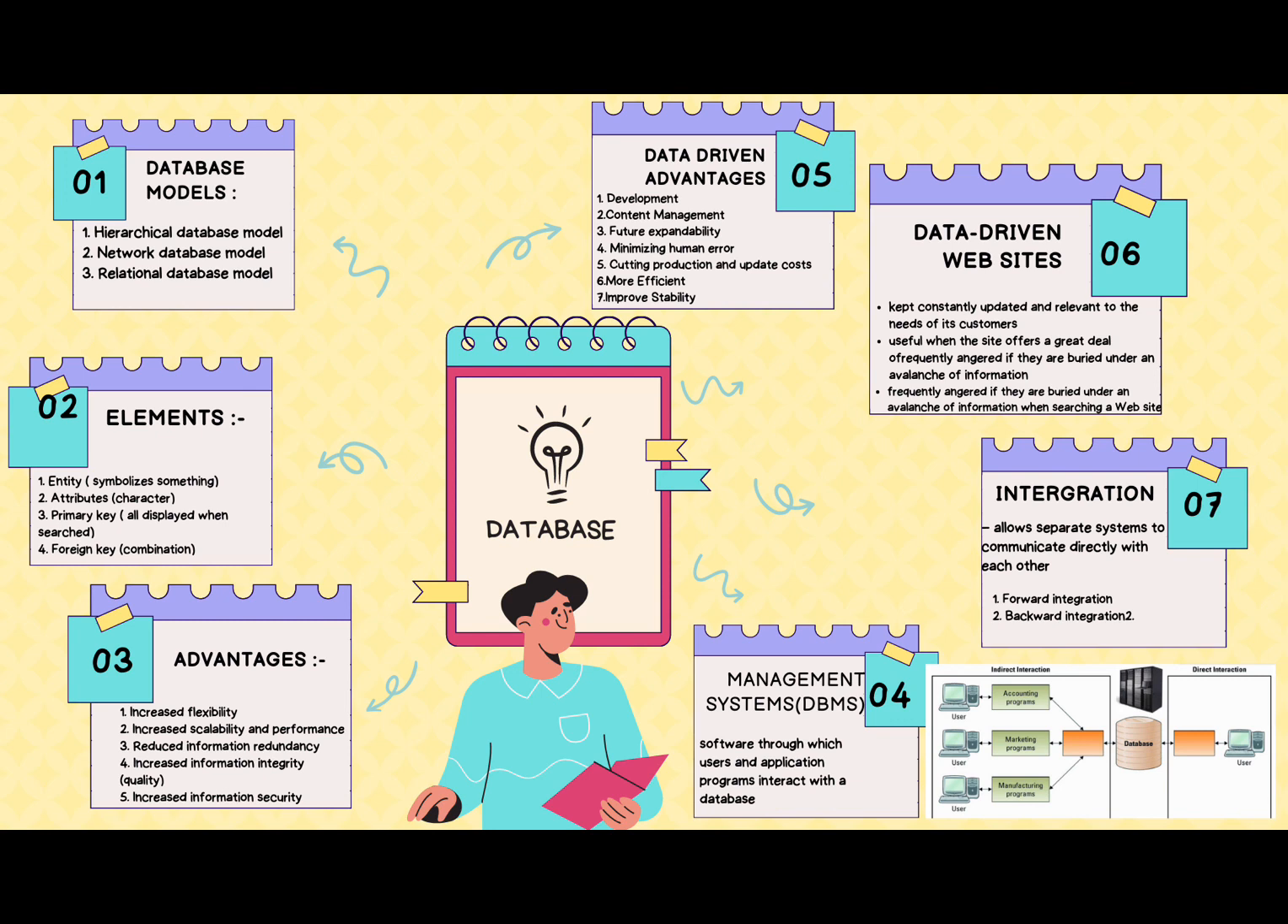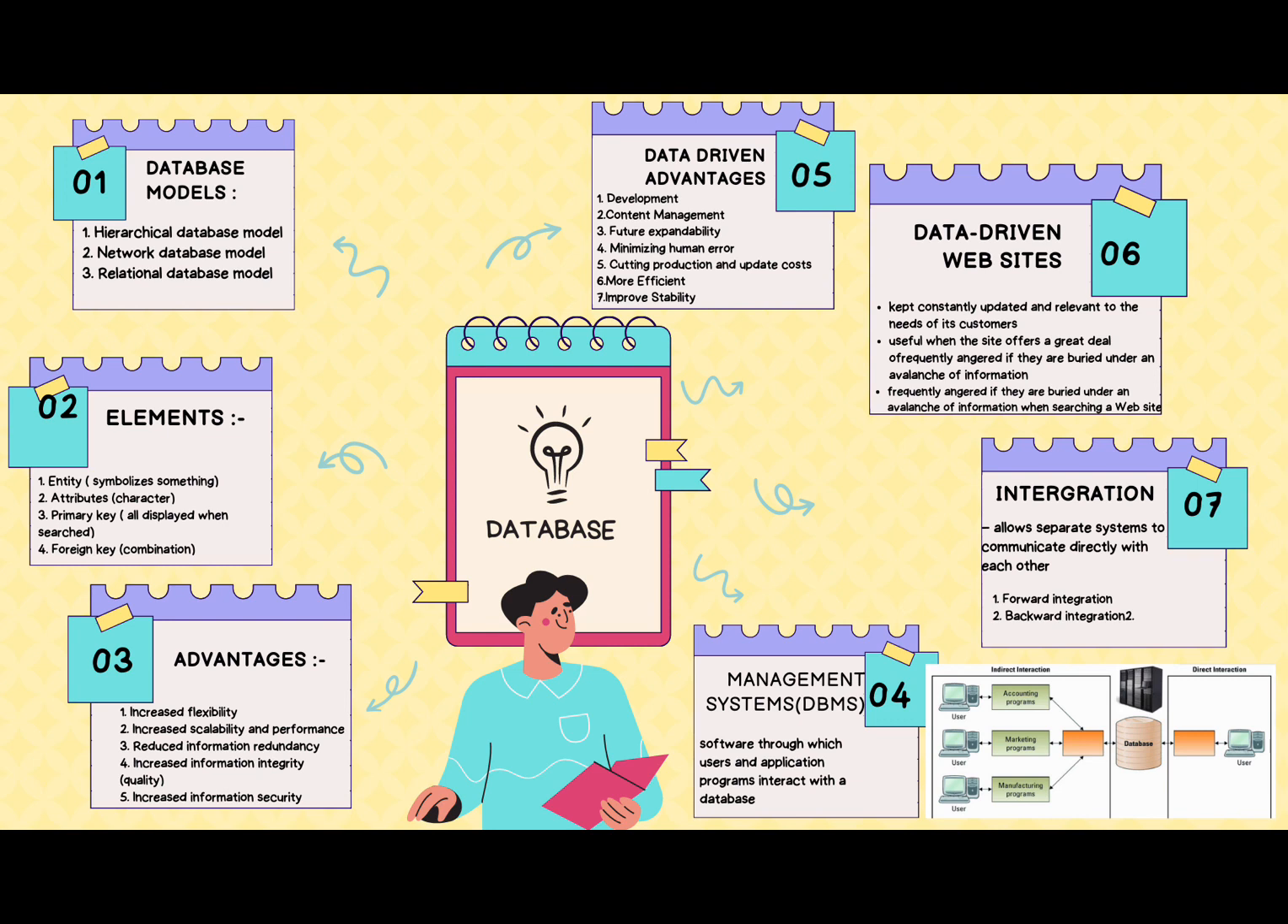For elements of database, first we have entity that symbolizes something like a person, place, thing, transaction or event about which information is stored. Second, attributes are like characteristics or properties of entity class, the column. Third, primary key that when we search, all information are displayed.